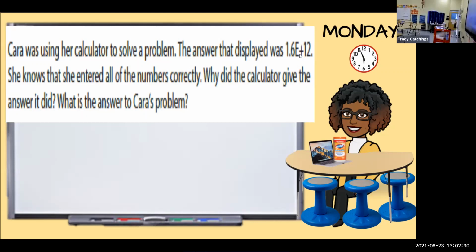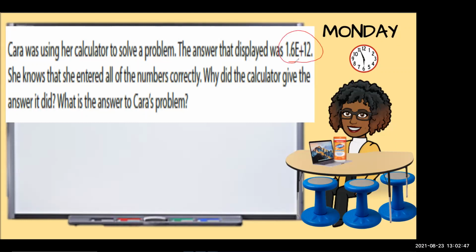All right, it reads, Carol was using her calculator to solve a problem. The answer that displayed was 1.6 E plus 12. She knows that she entered all the numbers correctly. Why did the calculator give the answer it did? Why do y'all think the calculator did this? It was too big.